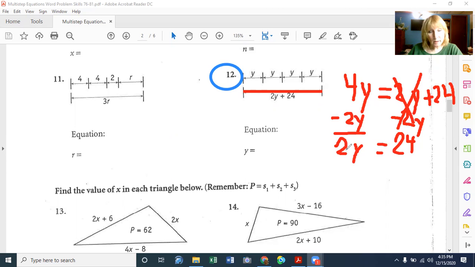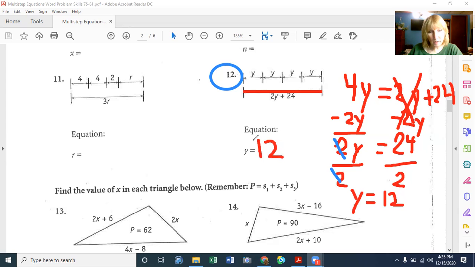Last step to get y by itself, divide by 2 on the left side and on the right side. The y's will cross off, and I'll be left with y on the left is equal to 24 divided by 2 on the right, which is 12. So in this case, y is 12.